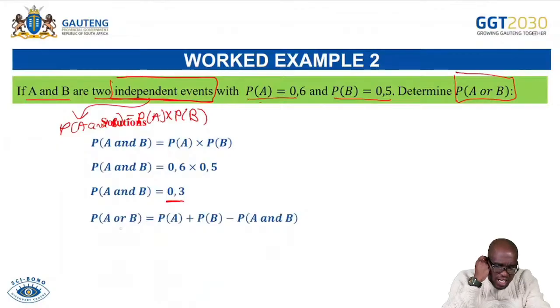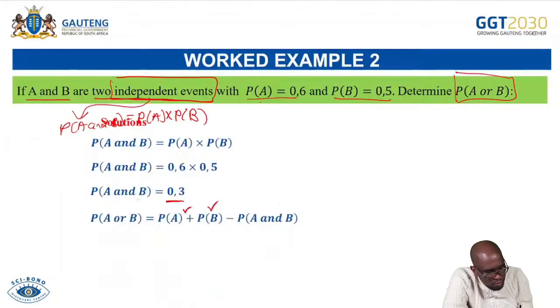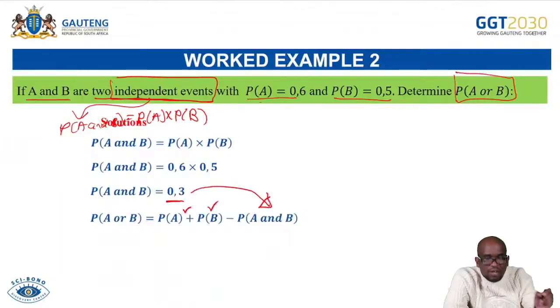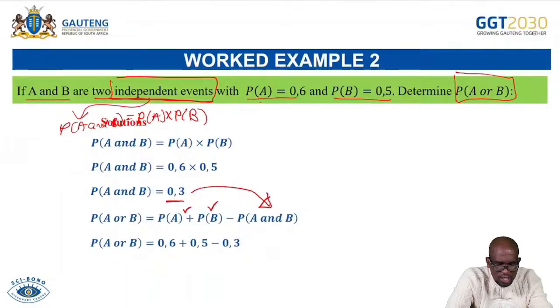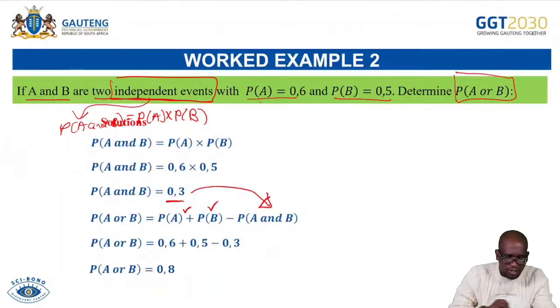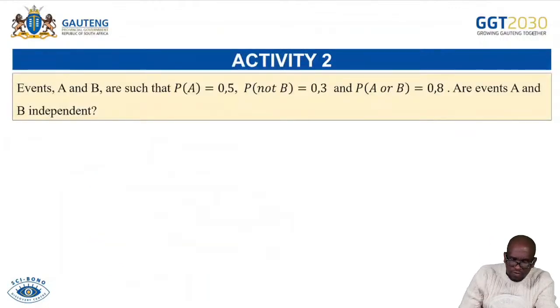So we use the general addition rule to do that. Now we have the probability of A, we have that of B. We've just calculated that of the intersection. So we can just substitute. 0.6 plus 0.5 minus 0.3, and then we get that the probability of A or B is 0.8. All right, 0.8.